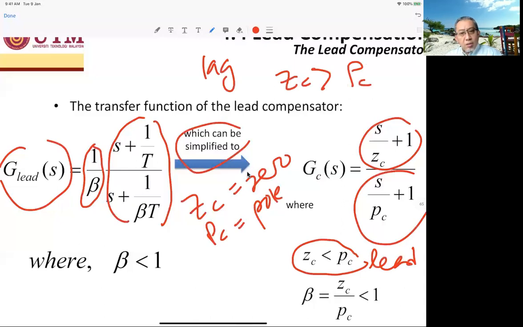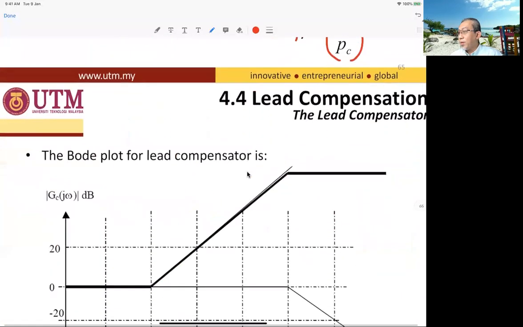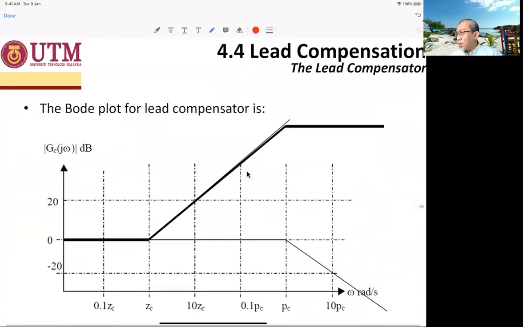So in lead compensator, there is a constant that you have to calculate, the ratio. The name of the ratio is beta. Beta is the ratio between ZC and PC. By common sense, if ZC is less than PC, then the ratio of ZC over PC must be less than 1. Therefore, beta is less than 1.